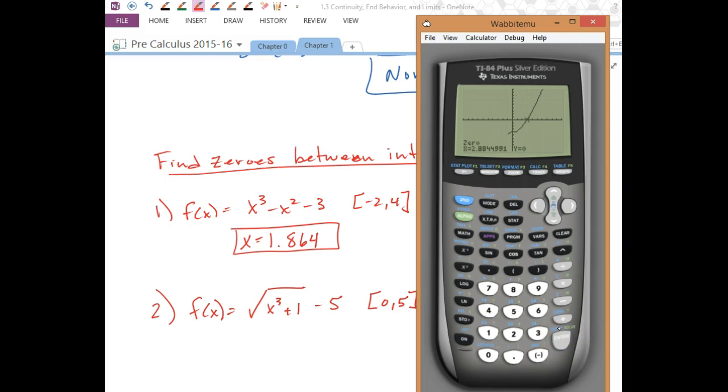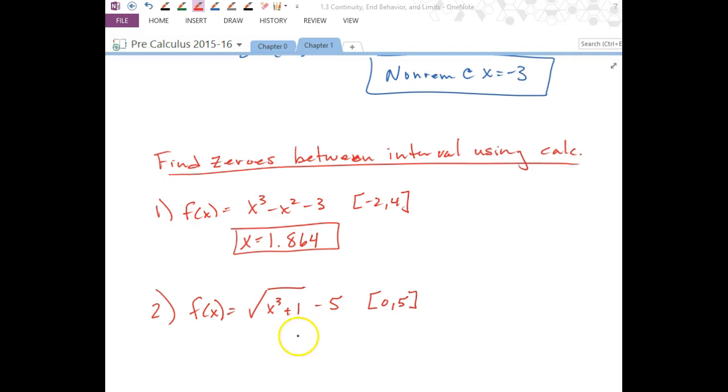So I see 2.884. Did anybody else get that? Yeah. Okay, good. So we say x is equal to 2.884. Done and done. Awesome.